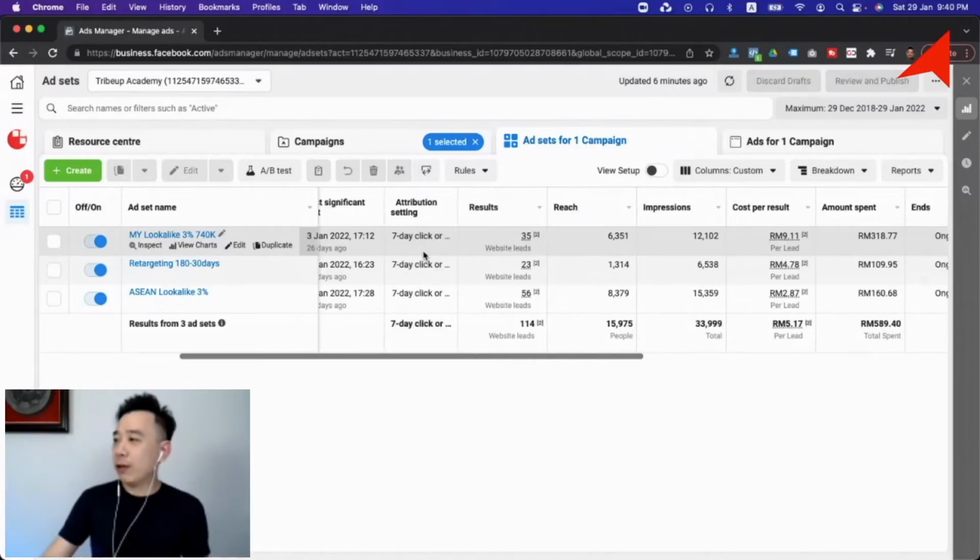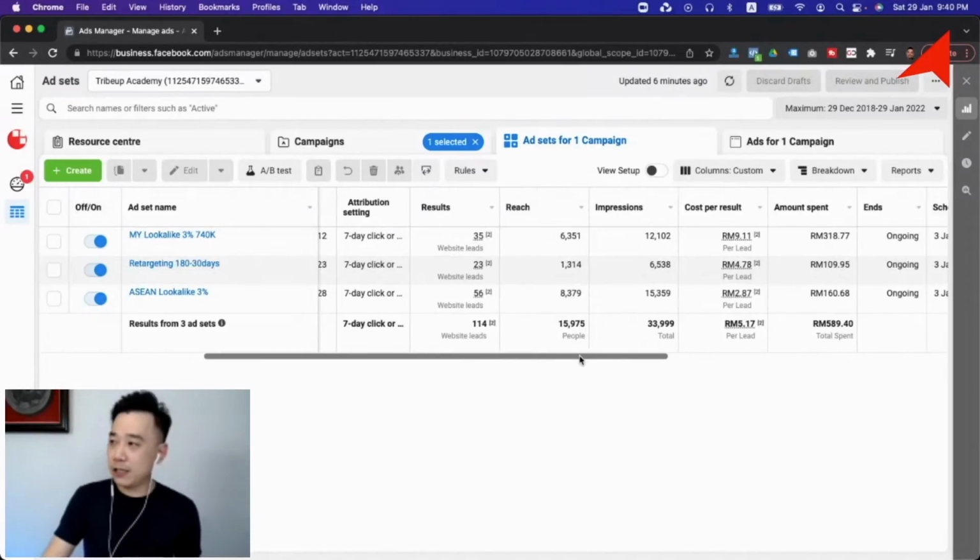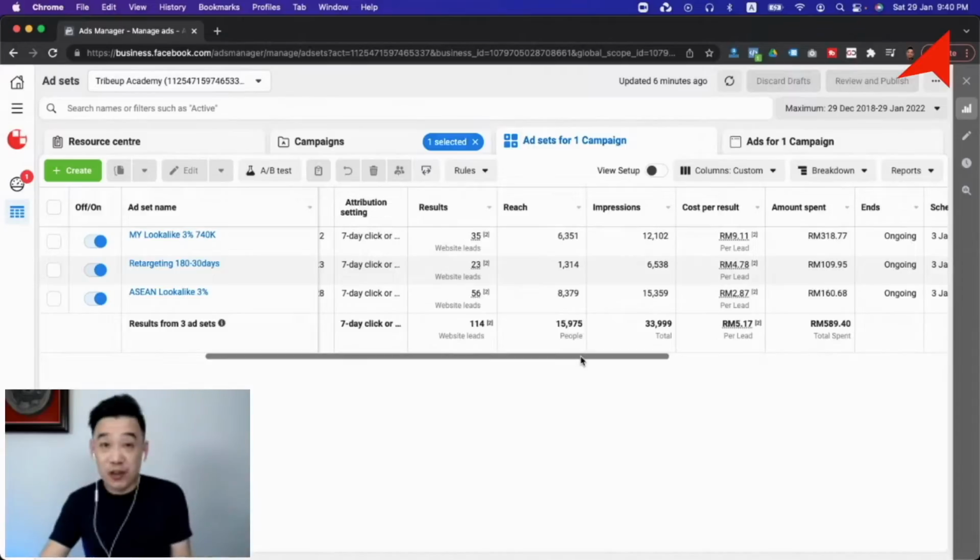But really what we are looking at next is of course the results. Now, results is how many conversions you are getting for whatever you're trying to get. So if it's lead generation, then you'll be seeing how many leads you're getting. If you're going for e-commerce, then you have conversions or add to cart and stuff coming in.